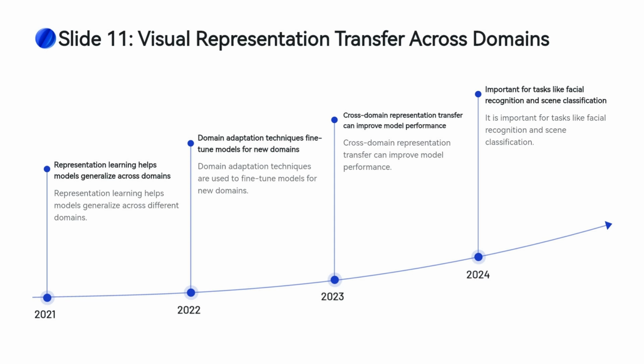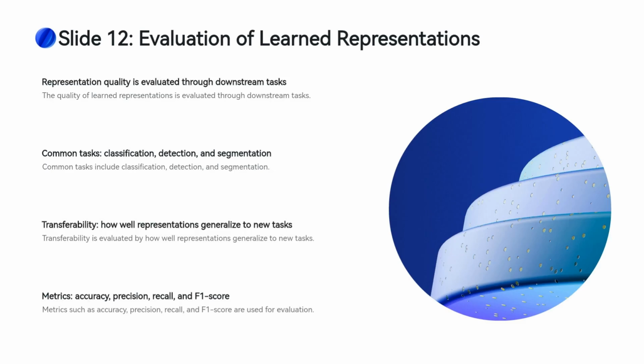This cross-domain transfer has significant applications, especially in fields like facial recognition, where models trained on one dataset can be adapted to work on different sets of faces, or scene classification, where the model can learn to classify different types of scenes effectively. Evaluating the quality of learned representations is a critical step in ensuring that the model has captured meaningful features. One common way to evaluate representations is by using them in downstream tasks such as image classification, object detection, or image segmentation. The quality of the representations can be measured by how well they perform on these tasks, with metrics like accuracy, precision, recall, and F1 score serving as standard evaluation criteria.